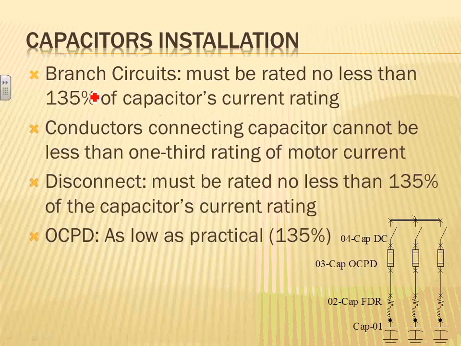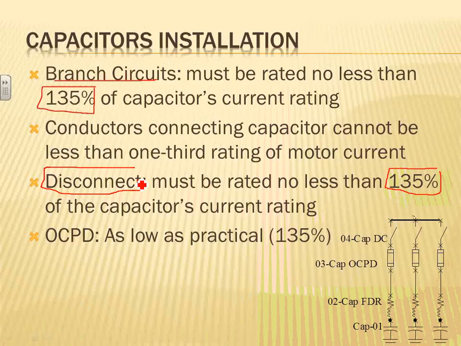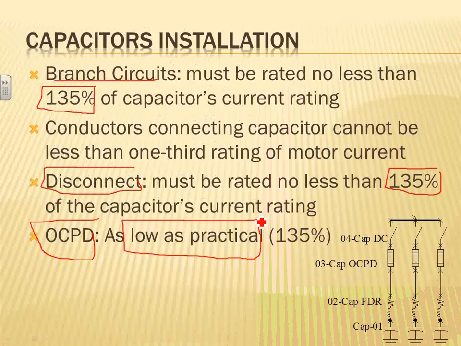or the afterwards way. When you size your branch circuit, the code says you have to multiply it by 135 instead of 125. Branch circuit 135. When you size your disconnect, you always also have to have a disconnect for it. You also have to size the disconnect based on 1.25. When you size the overload, it says as low as practical. Anybody have size? It says as low as practical.